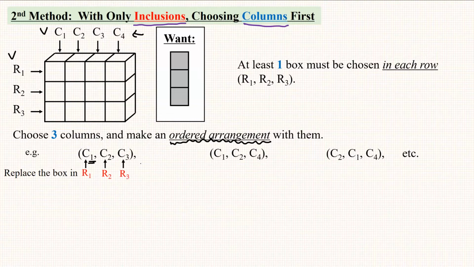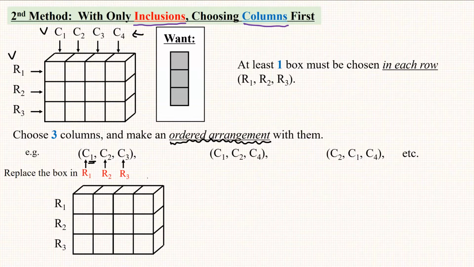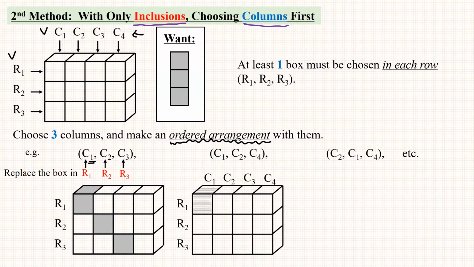And in the last column, we replace the box at row 3. So in the first example, we replace the box in the first row in column C1, then we replace the box in the second row in column C2, and then we replace the box in the third row in column C3. And in the second example, in the first row, the box is replaced in C1, in the second row, the box is replaced in C2, and in the third row, the box is replaced in C4.